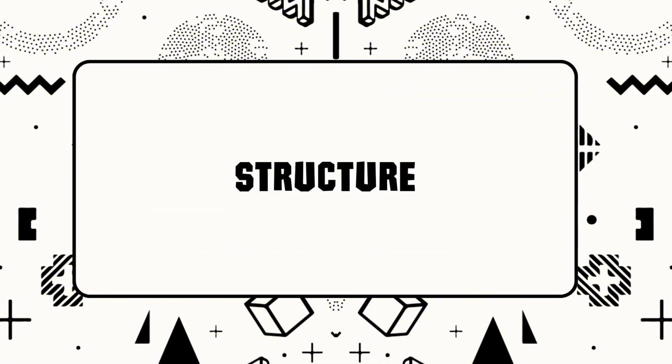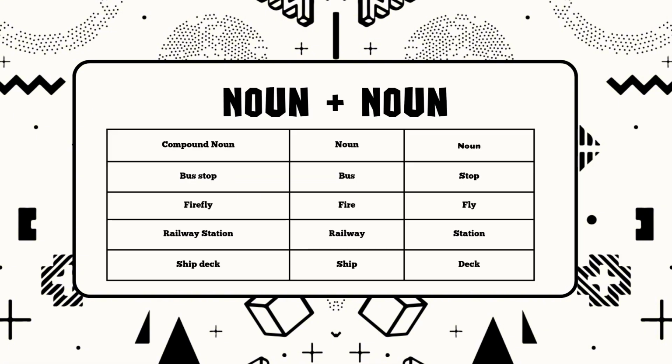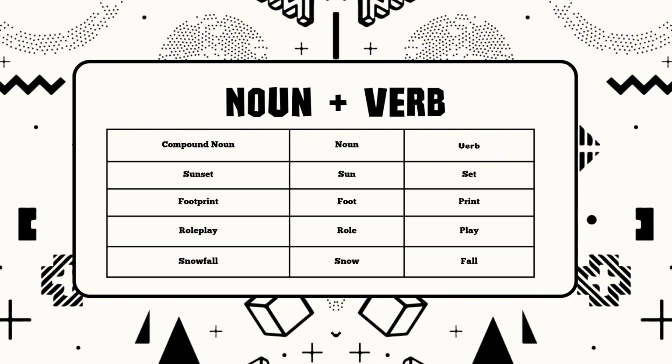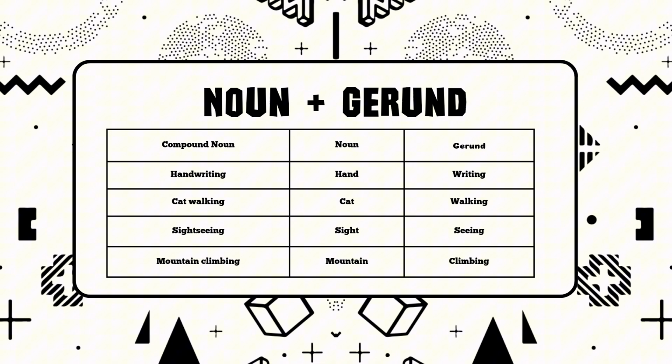Now let's look at the structure of compound noun. They can be formed from different combinations of word classes. First, noun plus noun, such as bus stop, firefly, railway station, ship deck. Noun plus verb, sunset, footprint, role play, snowfall. Noun plus gerund, handwriting, cat walking, sightseeing, mountain climbing.